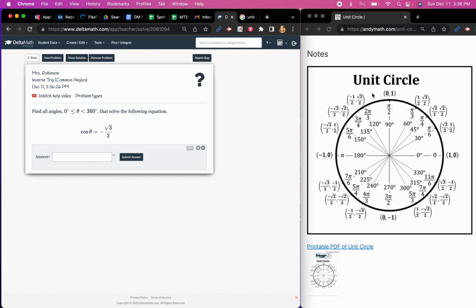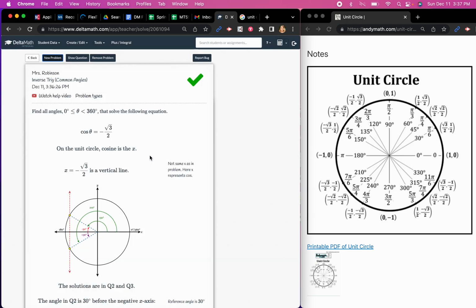So go along this circle. Where is the x value -√3 over 2? Ta-da, right there at 150. So I'm going to type in 150, but then you need to continue to look. Oh, look, there's another cosine value of -√3 over 2, and that occurs at 210 degrees. So I'm going to hit comma, and then it'll pop up another box so I can type in 210. And that's what that's about.